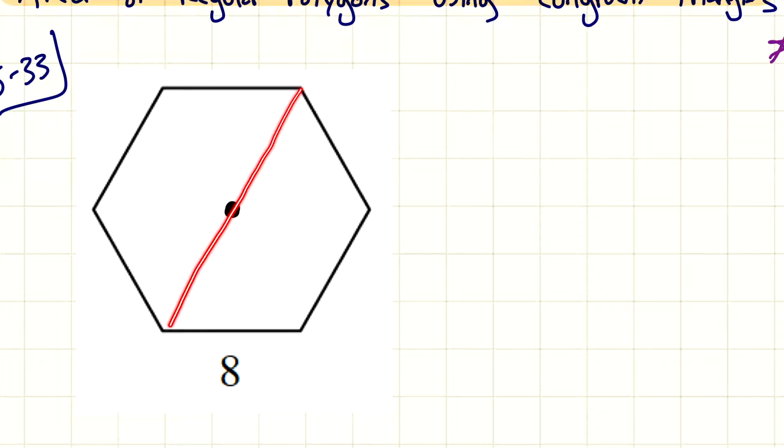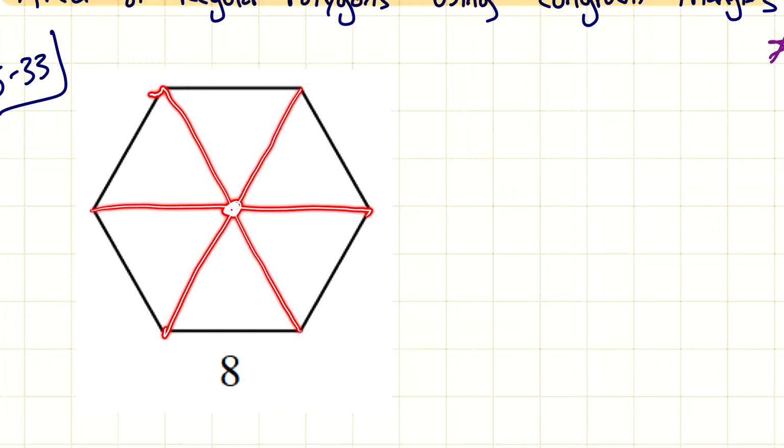So if I actually draw in all my diagonals, all my diagonals that intersect at the center, you'll notice now I have a total of 1, 2, 3, 4, 5, 6 triangles that are all congruent. They're all the same triangle. So instead of us trying to find the area of this hexagon, really all we need to do is find the area of one triangle. If I could find the area of one triangle and then multiply it by 6, then that should be the same area.